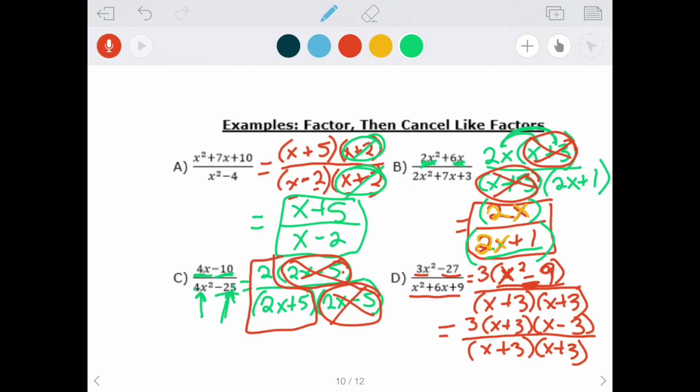And now we can cancel out factors. So I have x plus 3 on both top and bottom, so I'm going to cross those out. And for our final answer, remember, we have to distribute. So that leaves me with 3 times x, which gives me 3x. Then I have 3 times a negative 3, which is a negative 9, all over x plus 3.